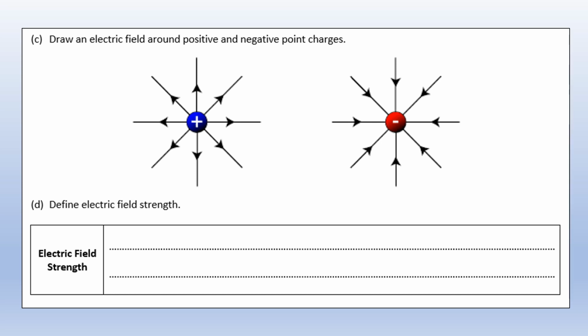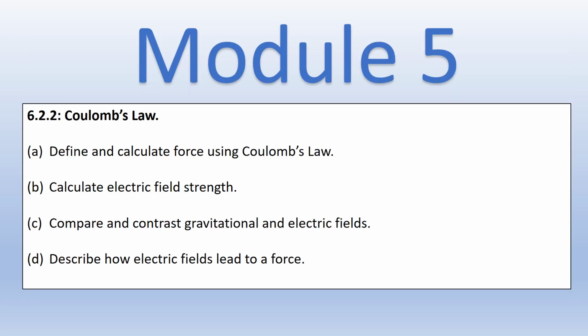And we can use these field lines, or the density of these field lines, to define electric field strength. So electric field strength is the force experienced by a unit point positive charge. Unit means 1 coulomb, point means 0 volume, and positive means a positive, or plus 1, test charge. It's very similar to gravitational field strength, which is force per unit kilogram. This is force per unit charge.